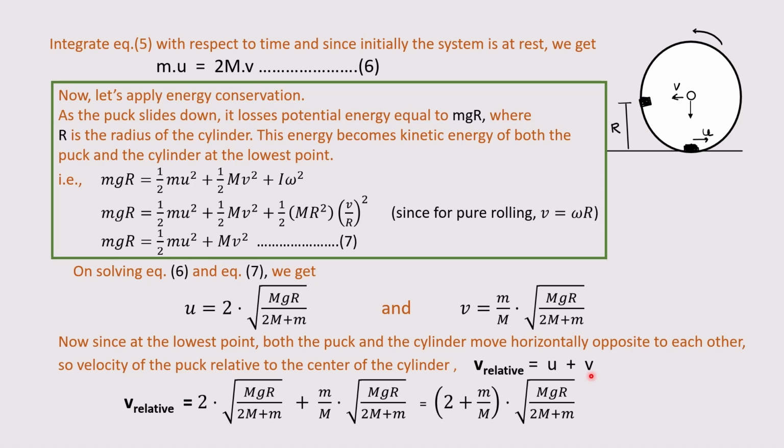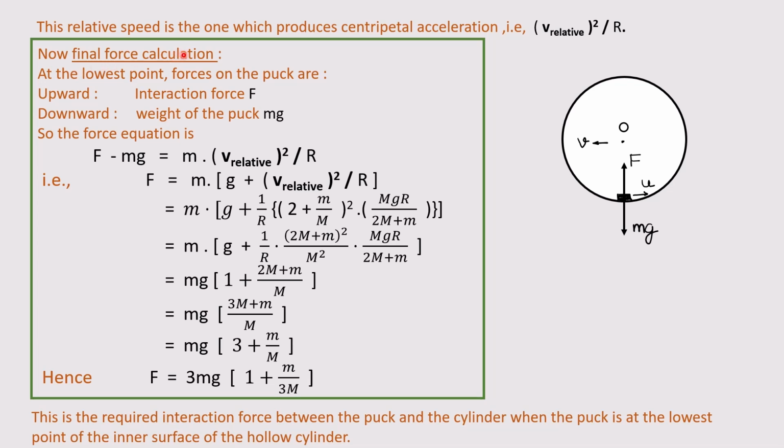and this relative velocity would be equal to u plus v, and if we put the value of u and v, then you would get 2 plus small m by capital M into root over capital M into g into r upon 2 into capital M plus m. And this is our relative velocity which produces centripetal acceleration on the puck toward the center of the cylinder, and this centripetal acceleration is square of the v relative upon r.